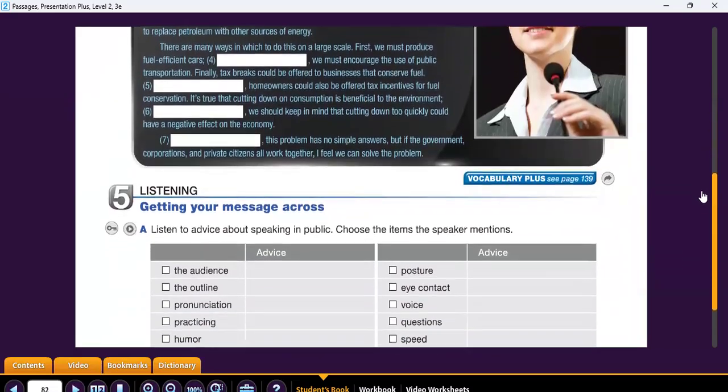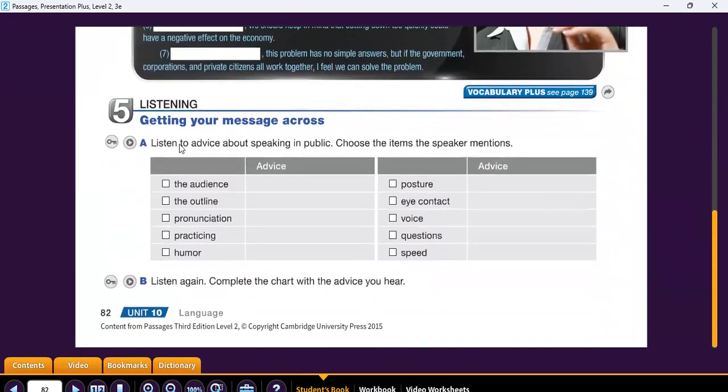Good. Now we have the listening part, Getting Your Message Across. We're going to listen to advice about speaking in public, which sometimes is not easy. And we have to choose the items that the speaker mentions. We have the audience, the outline, pronunciation, practicing, humor, posture, eye contact, voice, questions, speed. Okay, so first you're going to choose and check the items that the speaker mentions. Later, we are going to complete the chart with the advice the person said. Okay?